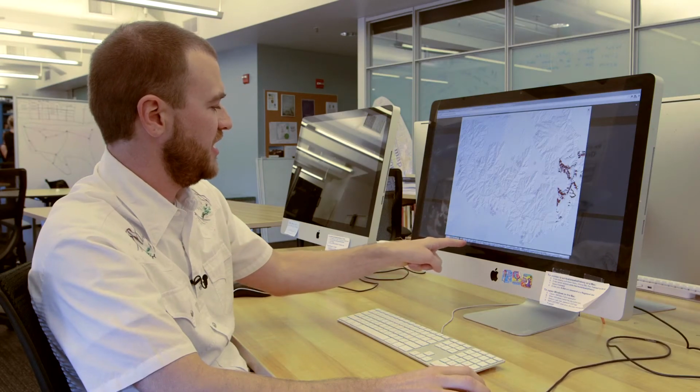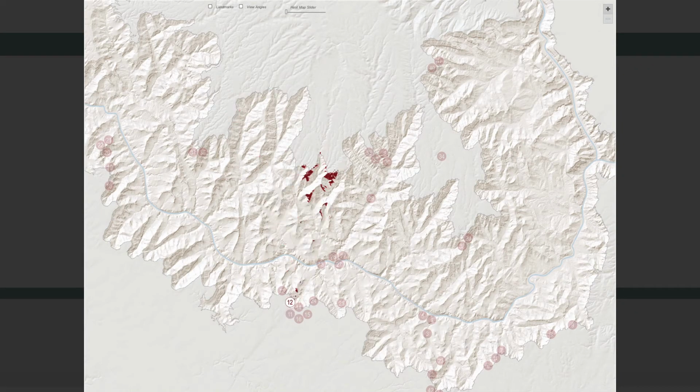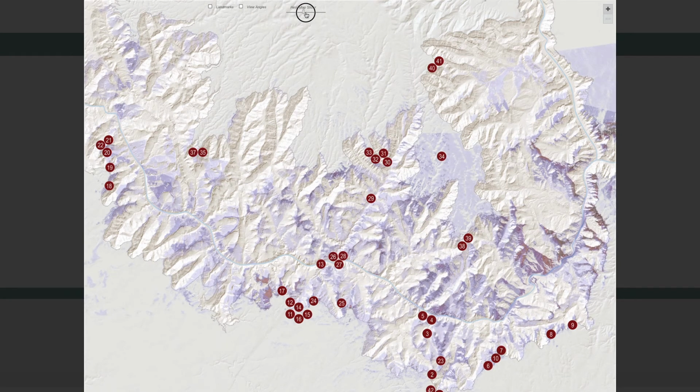As I move chronologically through the slideshow, I'm shown on the map where Peabody was and what is visible in all those photographs through these viewshed maps. Another thing you can do with this map is turn on what's called a heat map slider. And this heat map is essentially a composite viewshed map of the entire slideshow.